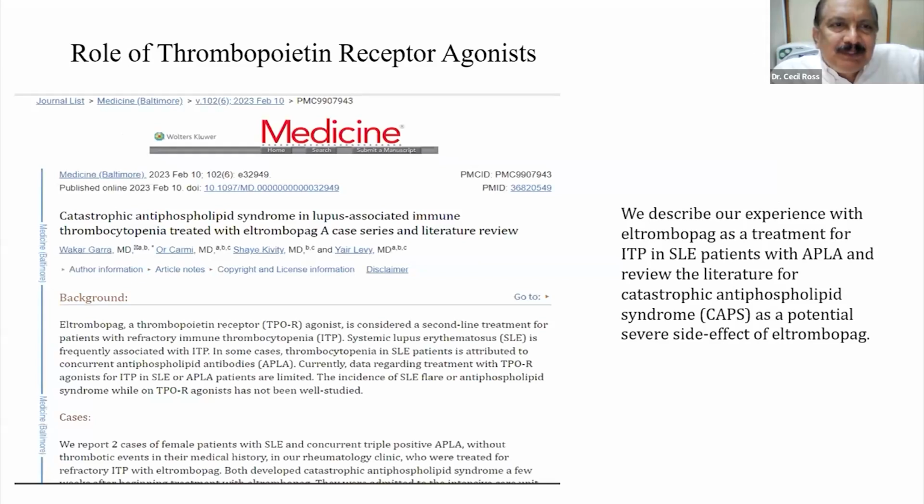So this paper came in last month, okay, 2023, and they described their experience of TPOs, and they said TPO, thrombopoietin agent, can actually cause catastrophic antiphospholipid antibody, and it's got a side effect of thrombopathy. Okay, so this paper came just last month. I was not aware of this.